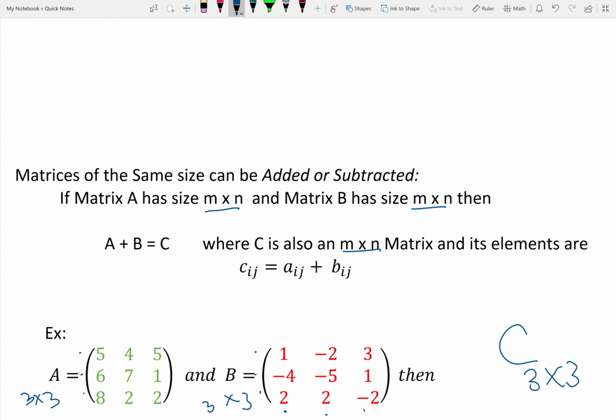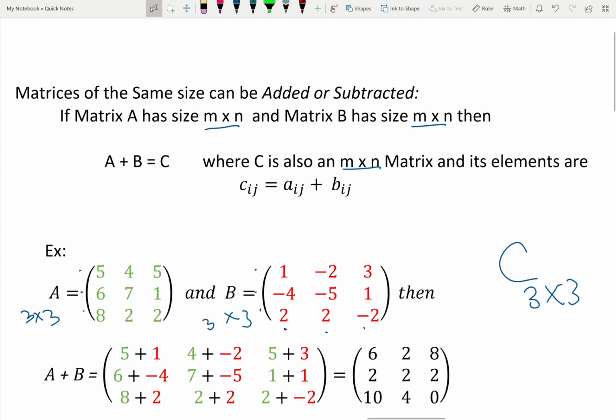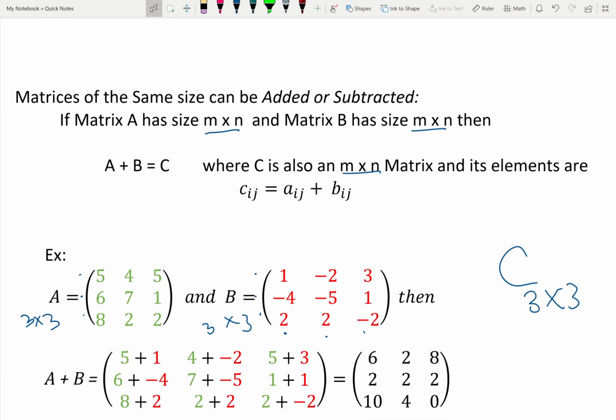So their outcome will also be of size 3 by 3. Okay, so remember what I said here. I said each... Oh, I didn't put C. It's okay. So how do I find the values or the entries for C?